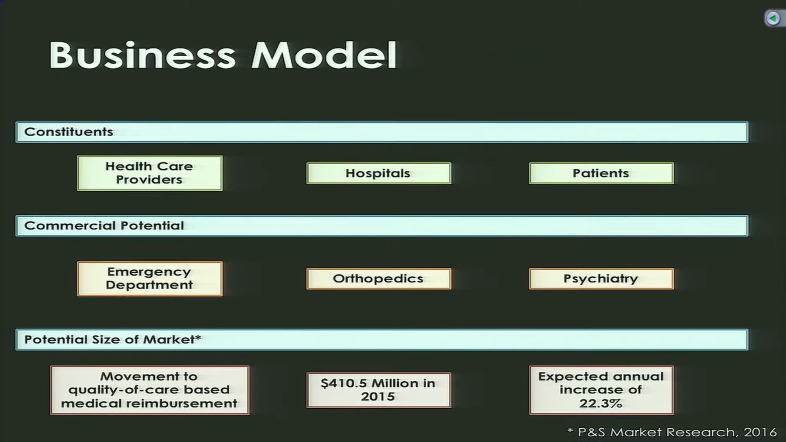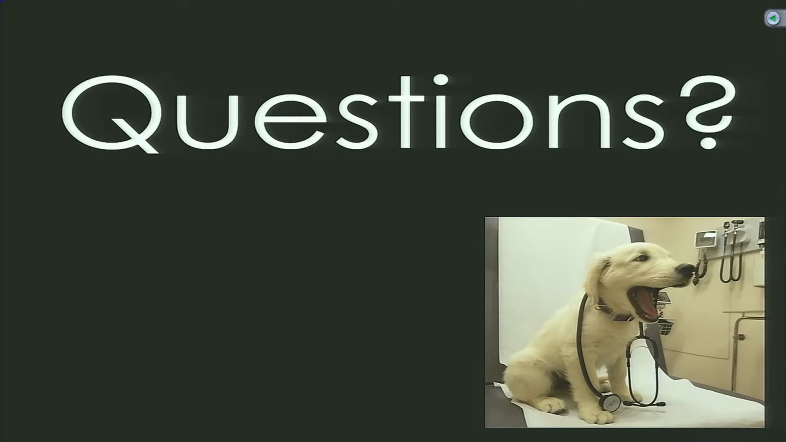And lastly, the size of the market, as hospitals are moving from fee for service to quality of care, medical reimbursement is changing. The decision-making tool device industry is at $410 million by 2015 and is expected to increase annually by 22%. So with that, thank you, and we're happy to take questions.